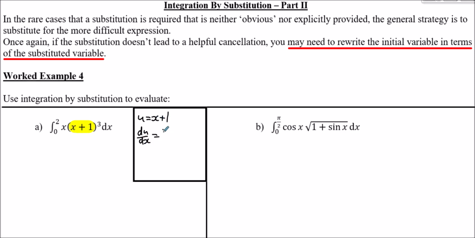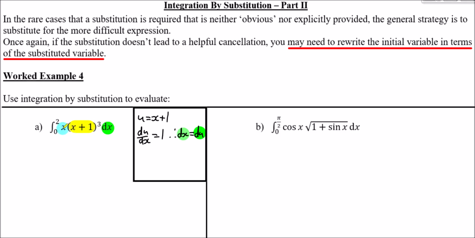Differentiate x goes to 1. So therefore, du must be the same as dx, or dx is the same as du. So I've got what dx is in terms of u. It's one and the same thing. What I need to do though here, as you can see, this isn't going to help with getting rid of the x. So I need to rewrite x in terms of what u is.